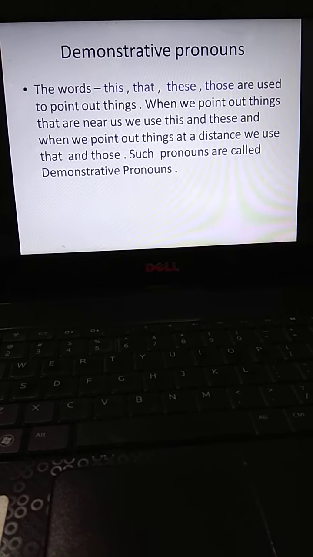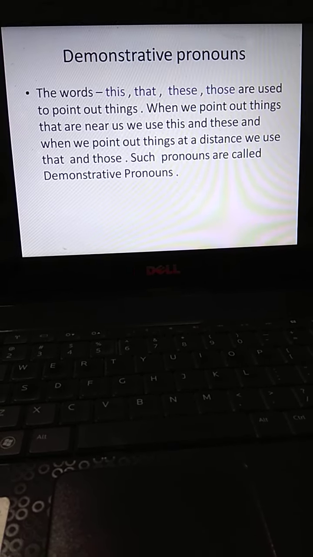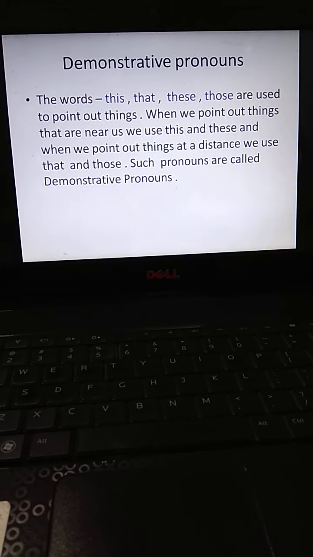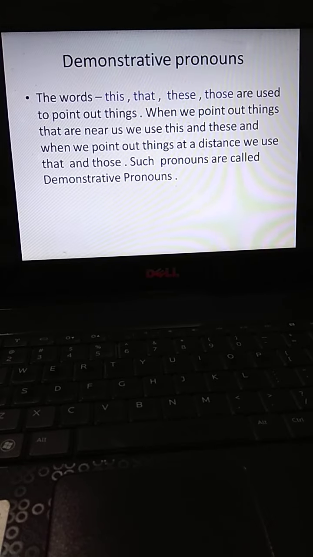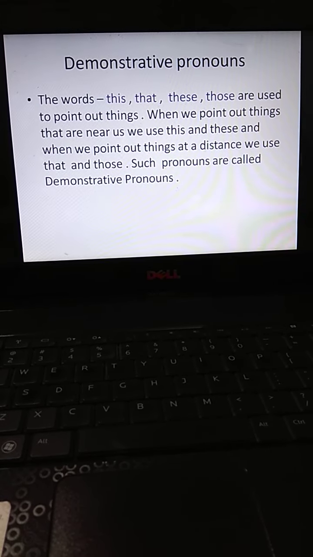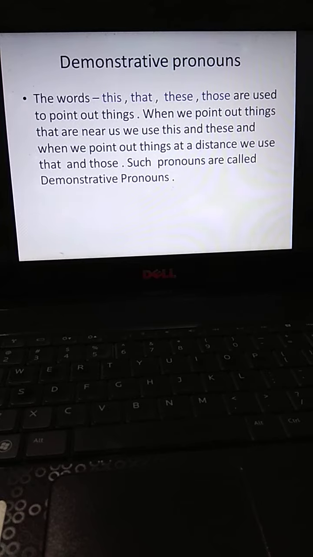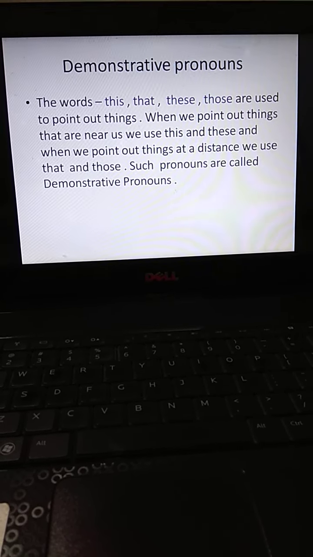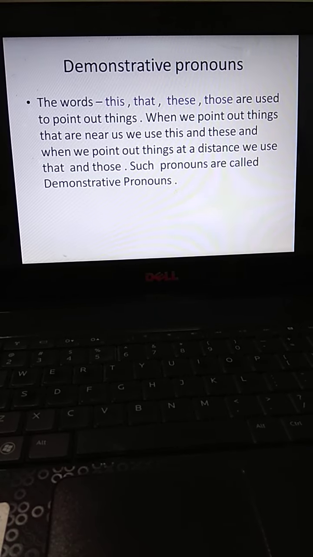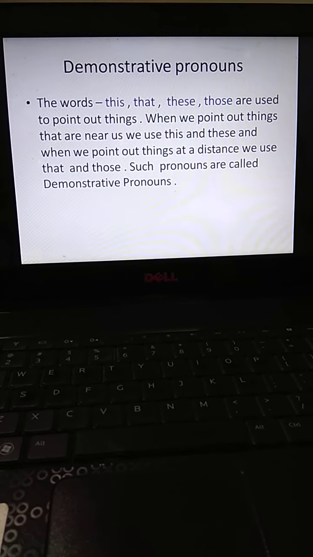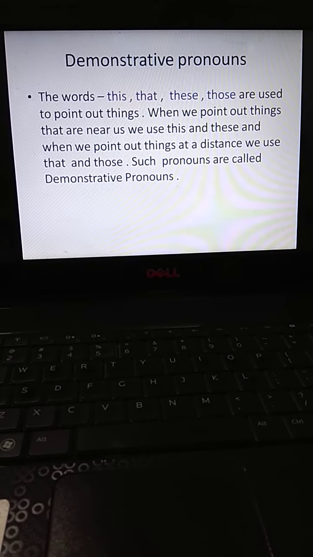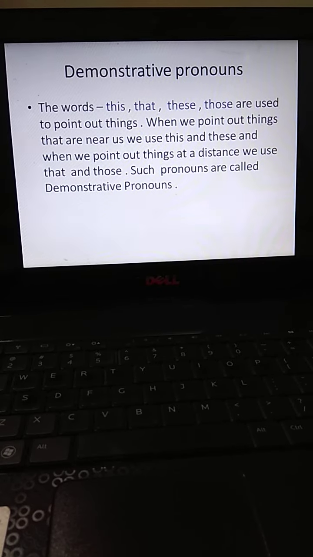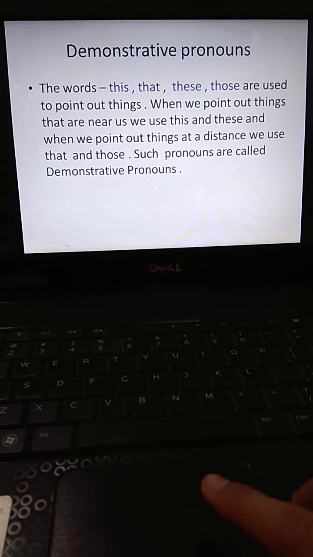This is the most beautiful poem she has ever written. That is my friend's house. These are not my pencils. Those are the boys who broke the window. So the words this, that, these, those are used to point out things. And such pronouns are called demonstrative pronouns.